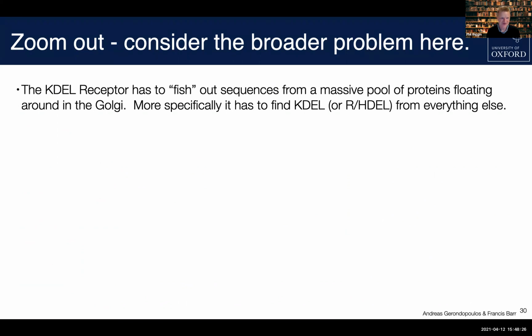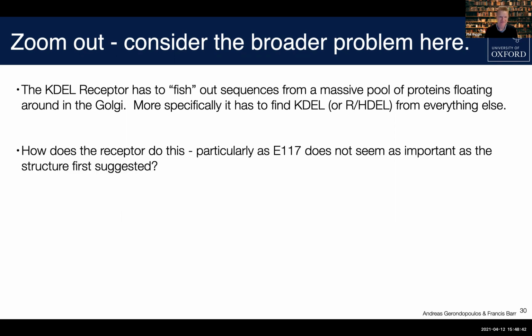Okay, let's zoom out a little bit more and consider the broader problem. The KDEL receptor, if you think about it, has to fish out these sequences from a massive pool of proteins floating around in the Golgi. More specifically, it has to find KDEL or RDEL or HDEL from everything else that might be floating around. So that's the challenge for it.